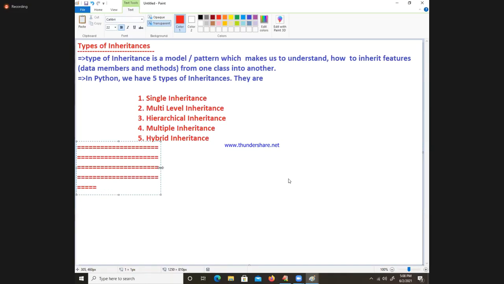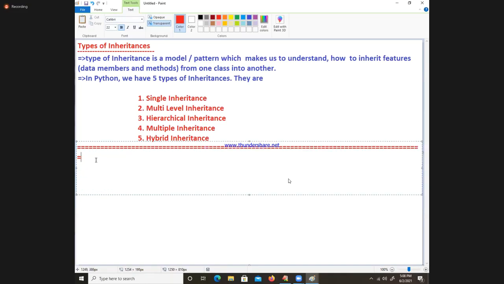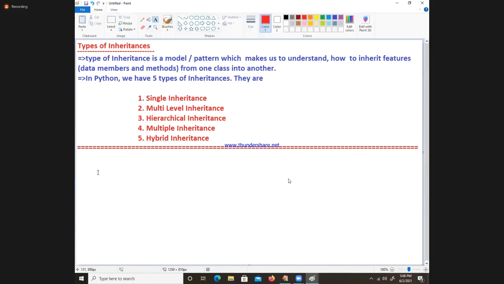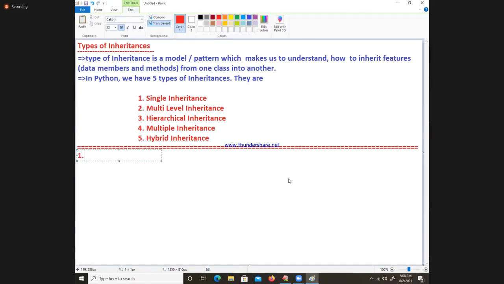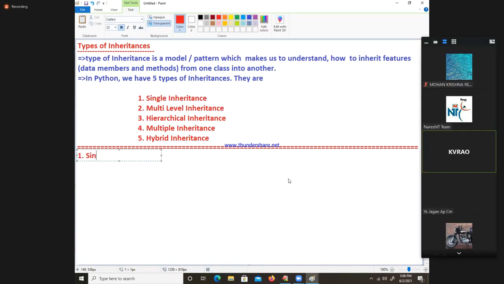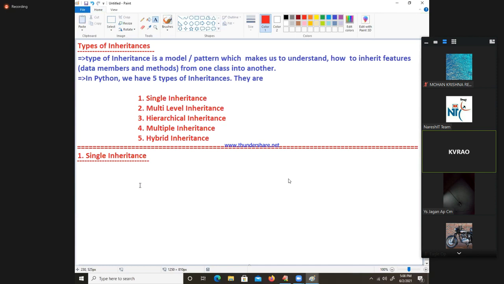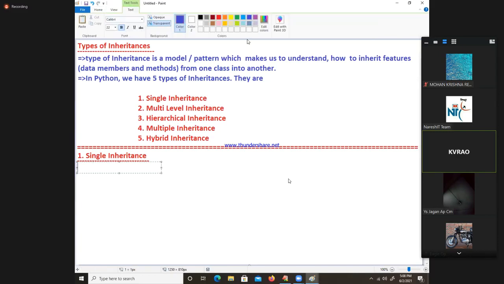Now I will talk about what a single inheritance is. I'll go for one by one explanation. First one is called single inheritance. I am going to give you the explanation like this. Here you need to understand the definition, plus you need to understand the diagram. So look at that diagram and definition.